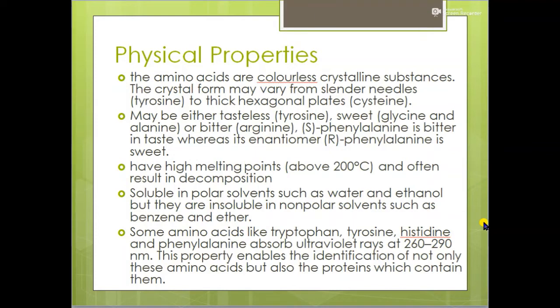And if you go to analyzing some amino acids, some of them have an aromatic ring. For example, tryptophan, tyrosine, histidine and phenylalanine have an absorption maximum. That is, they can absorb ultraviolet rays at 260 to 290 nanometers. And hence, if a protein absorbs UV light in that particular range, we can say that it is made up of those amino acids.